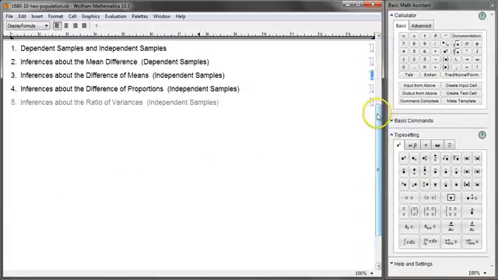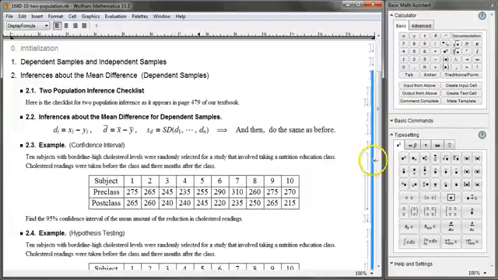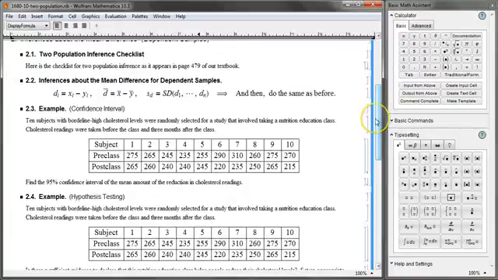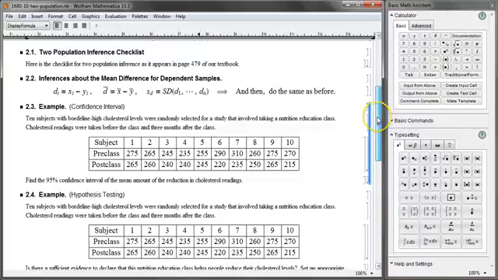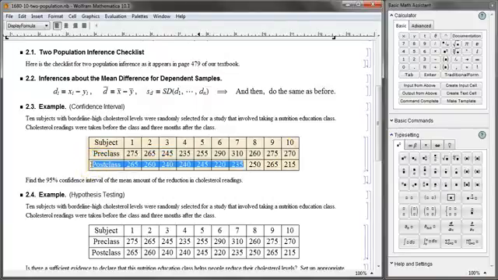Or, no, I was just kidding. Let's do an example here. Actually, a couple of examples. First example is about estimation. Let's find out a confidence interval. 10 subjects with borderline high cholesterol levels were randomly selected for a study that involved taking a nutrition education class. Cholesterol readings were taken before the class and 3 months after the class. So pre-class we have these cholesterol readings, and then after 3 months we have these readings.